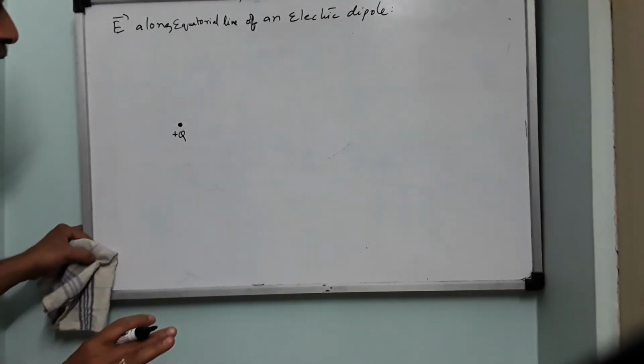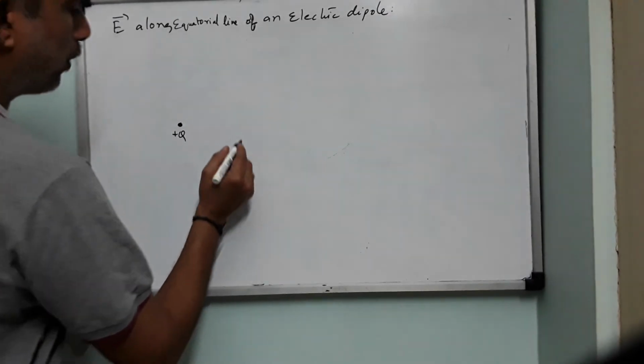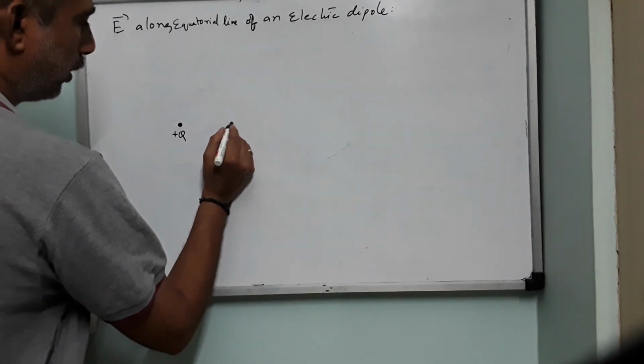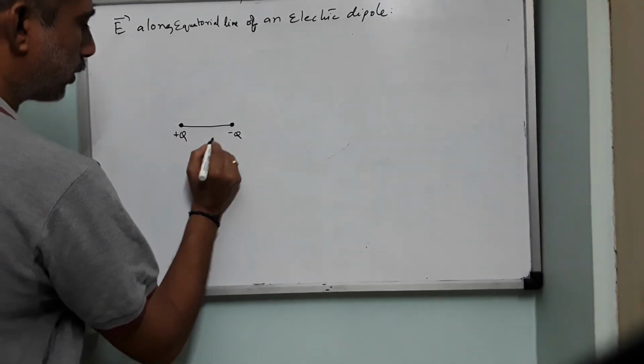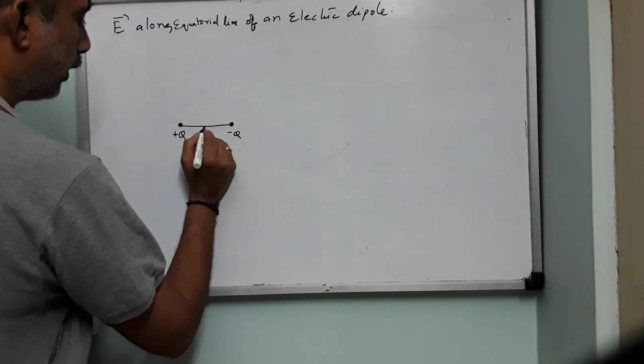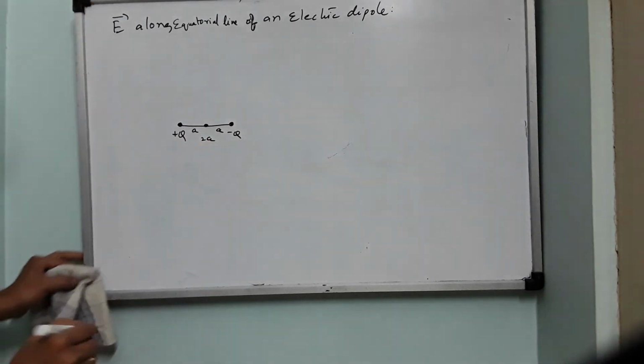That makes a dipole. That's all. Whether minus Q is at the beginning or plus Q is at the beginning, it is immaterial. So here now another charge, this is minus Q. Both of them are separated by a distance 2A, so that this is the middle point, this is A and this is A.